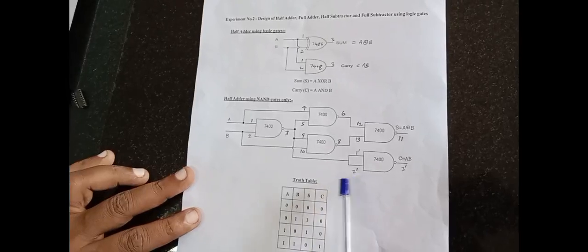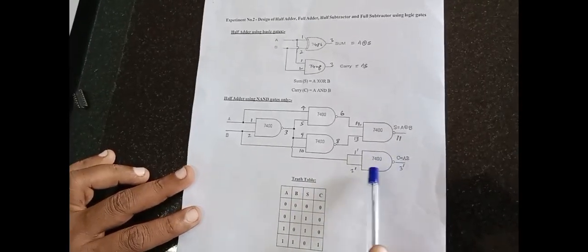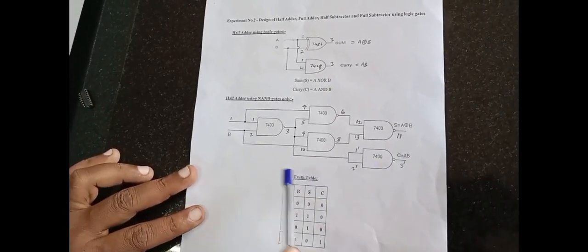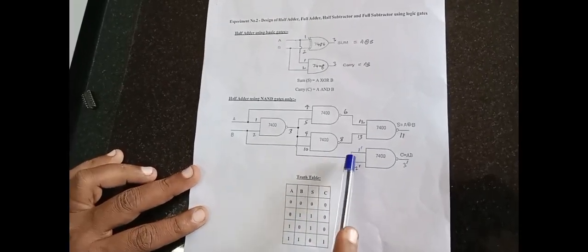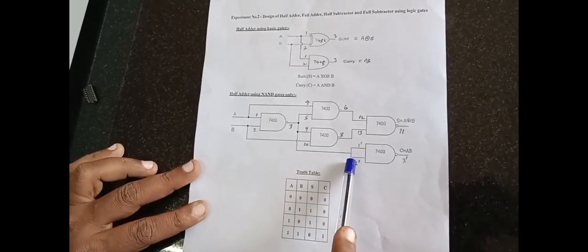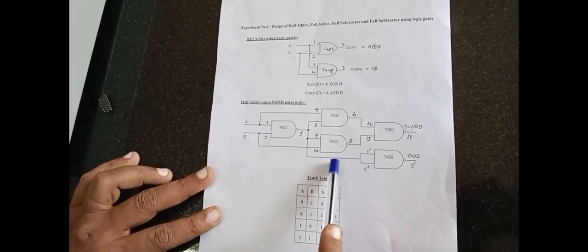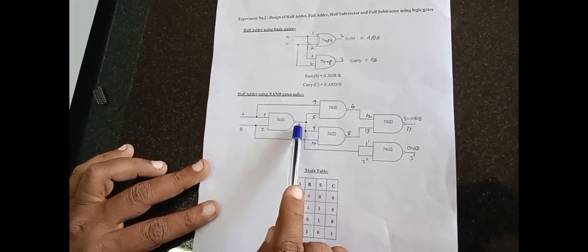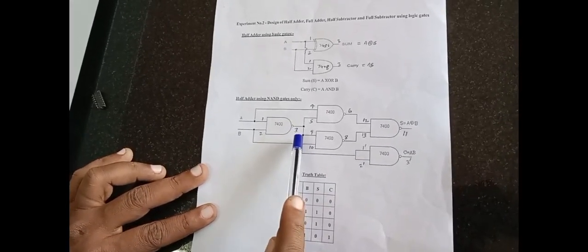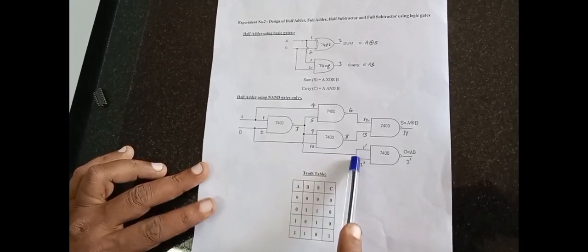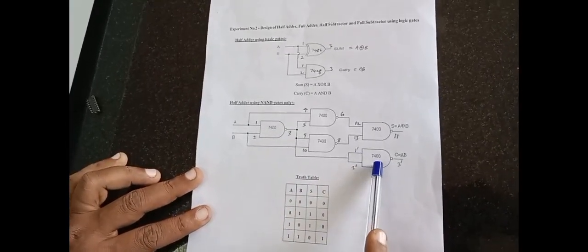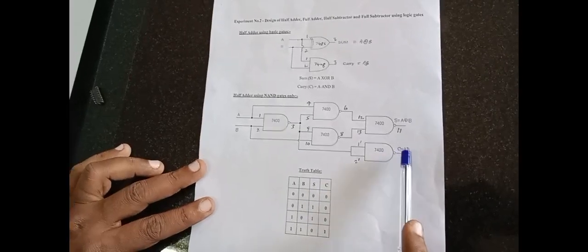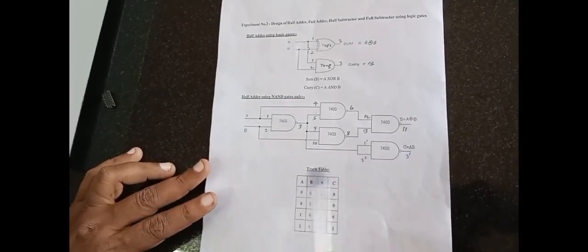For the carry, we want to use another 7400 IC. Two inputs, so we want to short pins 1 and 2. I am going to give the input from the first IC pin number 3. Pin number 3 is connected to the shorted pin numbers 1 and 2 in the second IC 7400. So here carry is equal to AB, the multiplication of A and B.